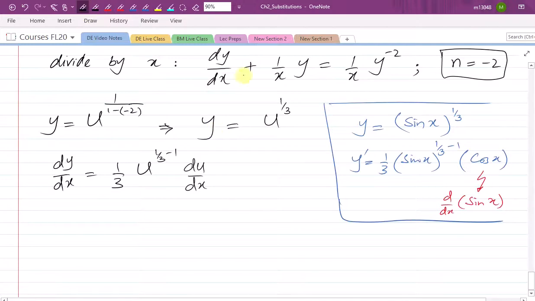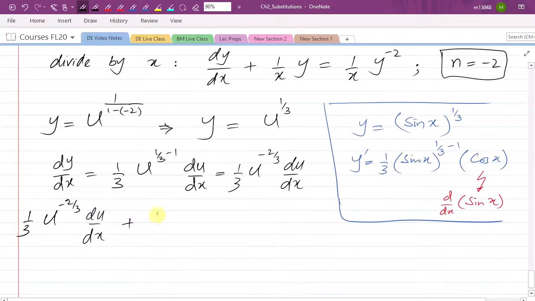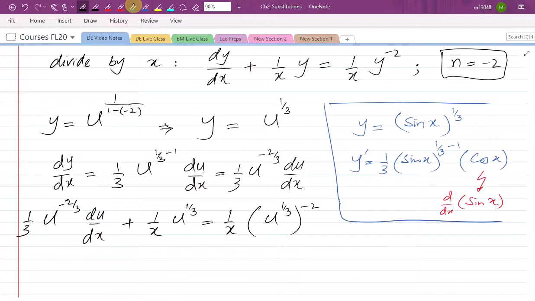Alright, let's put the value of y and dy/dx into the equation. Here dy/dx will be replaced by this thing: (1/3) u^(-2/3) du/dx, plus (1/x) y, and y is now u^(1/3), equals (1/x) y^(-2), so (u^(1/3))^(-2). Let's look at this again.